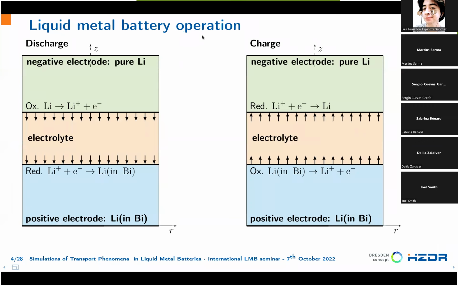So I will look quickly at the operation of the battery. During discharge, we have the oxidation at the negative electrode-electrolyte interface. Lithium ions are conducted through the electrolyte, and then we have a reduction at the positive electrode-electrolyte interface. And during charge, we have the opposite. So we have a dealloying of the positive electrode, which means we remove lithium from the positive electrode. The lithium ions are crossing the electrolyte, and they are reduced at the negative electrode-electrolyte interface.